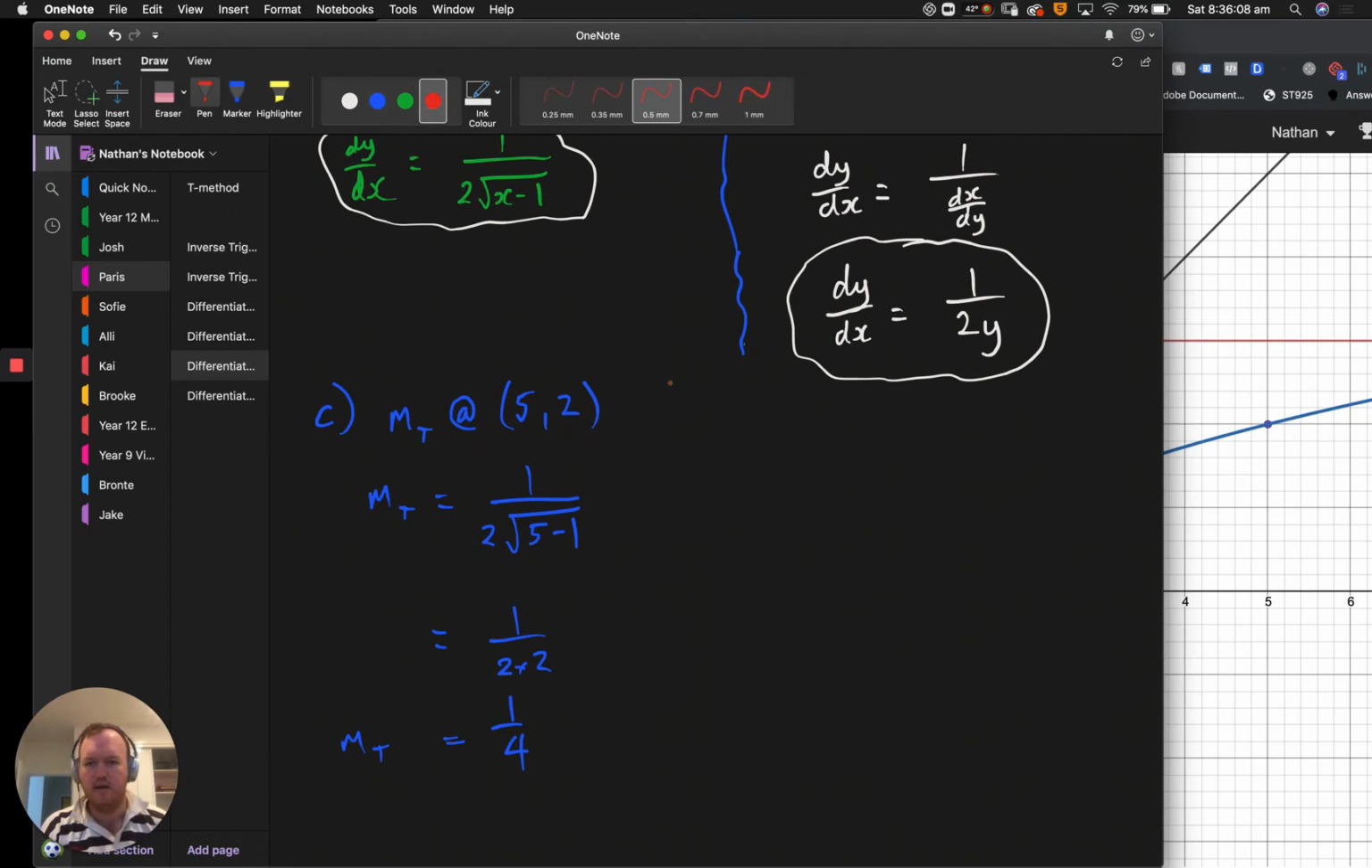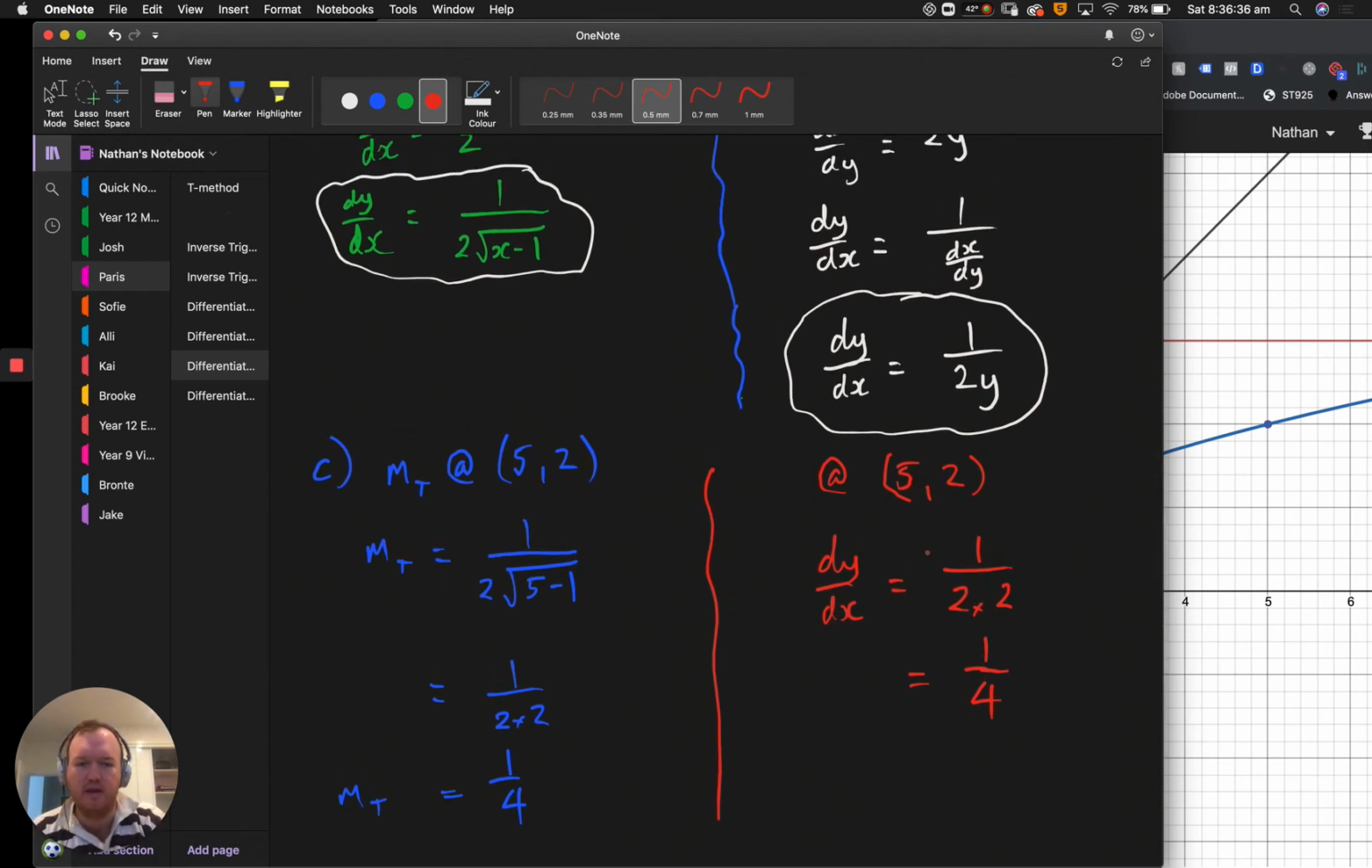So that's the first way to find the gradient of the tangent using this expression for the derivative. And we also could have done it just as simply at the point (5, 2), using the y value and subbing it in here into dy dx, or the gradient of the tangent I should have put, to keep it the same as over here. It's the same thing, 1 over 2 times the y value of 2, which equals 1 over 4. So again, we're getting the same result either way.